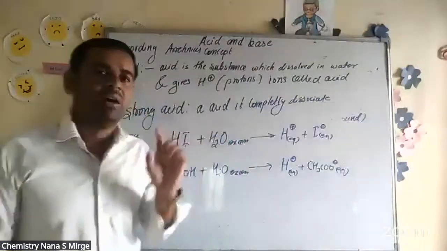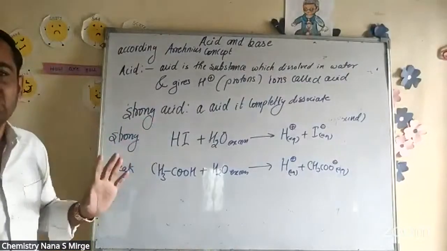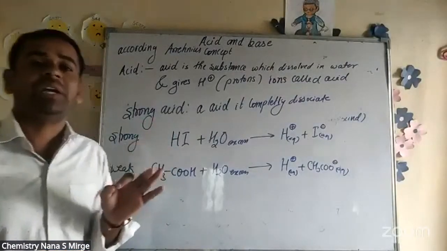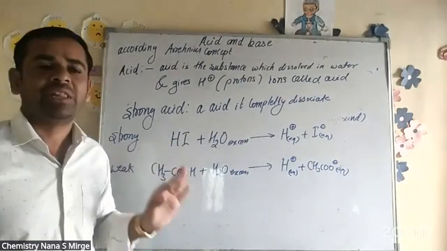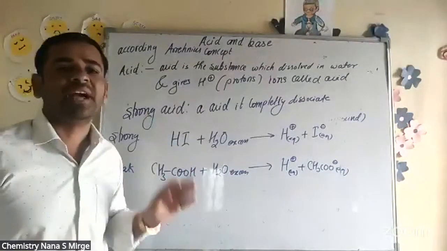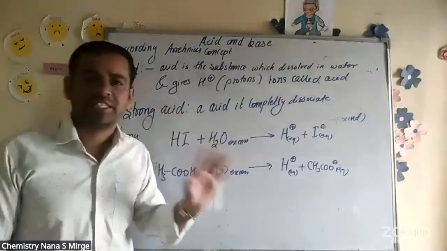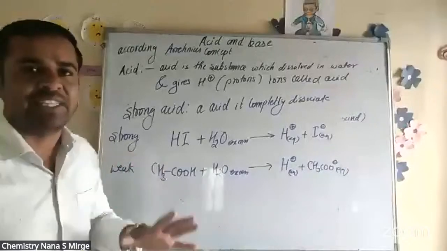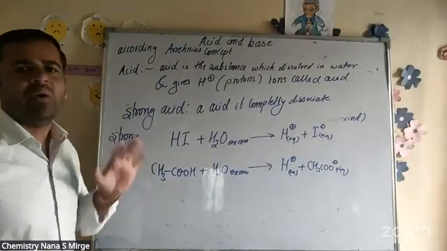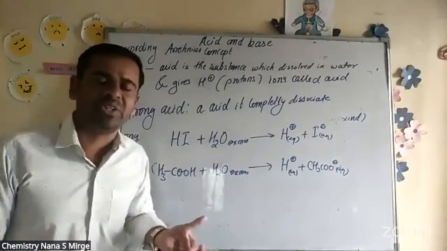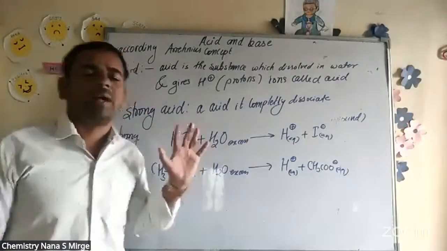Are you getting my point? My point is who is a strong acid and who is a weak acid. The strong acid completely dissociates, and the weak acid does not completely dissociate, meaning it does not quickly give H plus ion. Such an acid we call a weak acid. Weakness and strength are the properties of acid. Okay, so very simple: how to find out which one is a strong acid and which one is a weak acid depends upon how much dissociation occurs.